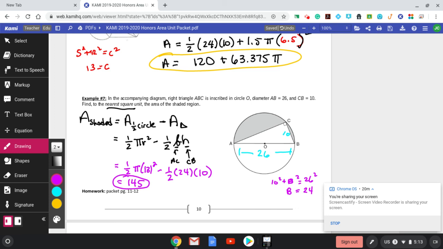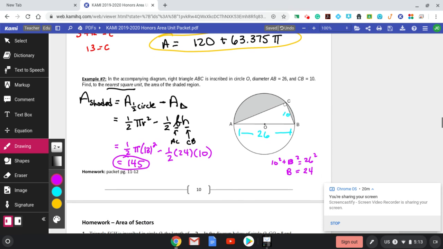Okay, so we should end up with 145, rounding to the nearest square unit. For the circle, the radius had to be 13. That's half of 26. All right, and then I did a little Pythagorean theorem over here. All right, to find the other leg, I knew one leg was 10, CB. The other leg, I did it using Pythagorean theorem and got 24. Subtracted the two and got 145.